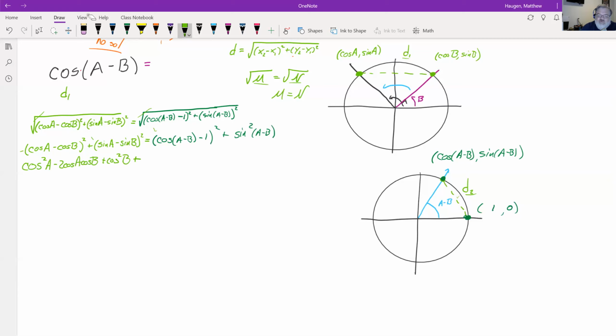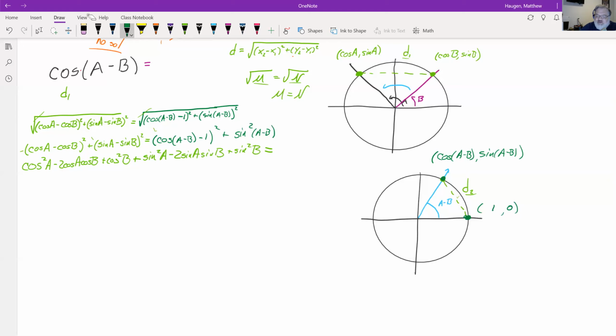Plus, FOIL that thing out. Same thing. Square of the first, twice the product between them. So twice sine a, sine b, plus the square of the last, sine squared b, equals. Well, we've already gone this far. Why don't we go ahead and just write this whole line out? It is nice that we get to square trig functions, isn't it? So let's go ahead and multiply this side out.